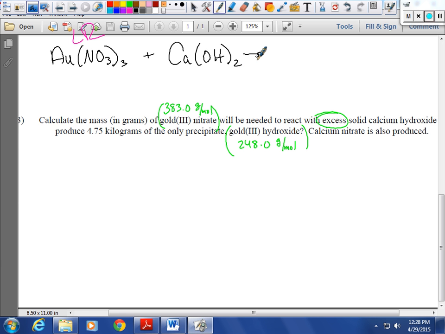Double replacement. Could you figure out the rest of this if that's all you have? Yeah, this is really easy. It actually tells you that the only precipitate is gold-3 hydroxide, which is AuOH3, plus calcium nitrate, CaNO3 2, and I'm cramming that 2 in way back there.